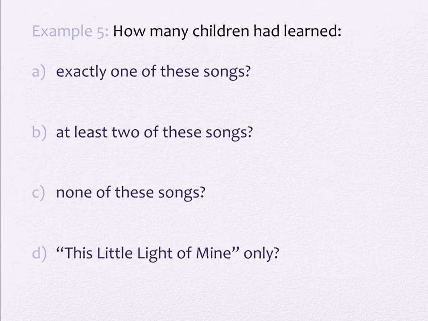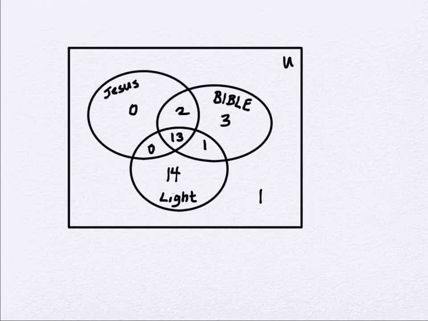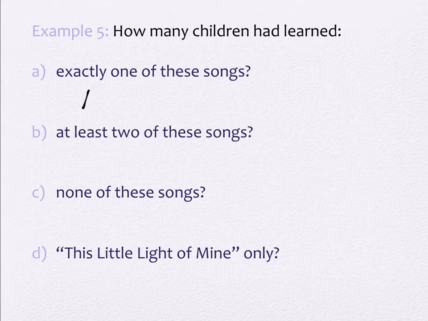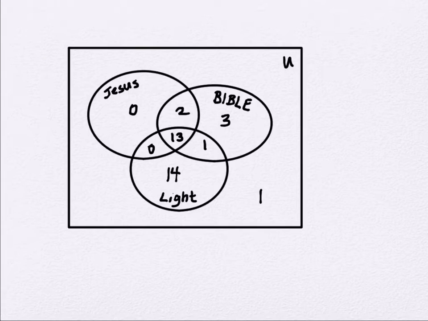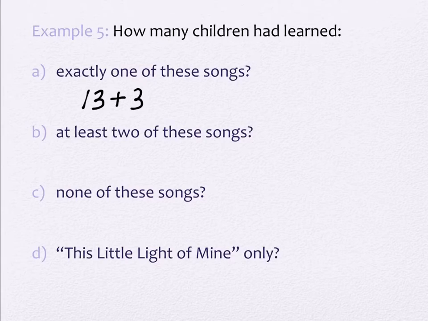How many children had learned exactly 1 song? So where would the exactly 1 places be? Right, the 14 and the 3. And it would be very helpful and advantageous to you if you wrote that down. 14 plus 3. I know you know how to add those without writing it, but that tells me where in your picture it came from. So if you make a mistake, I can actually give partial credit, right? 14 plus 3 would be 17.